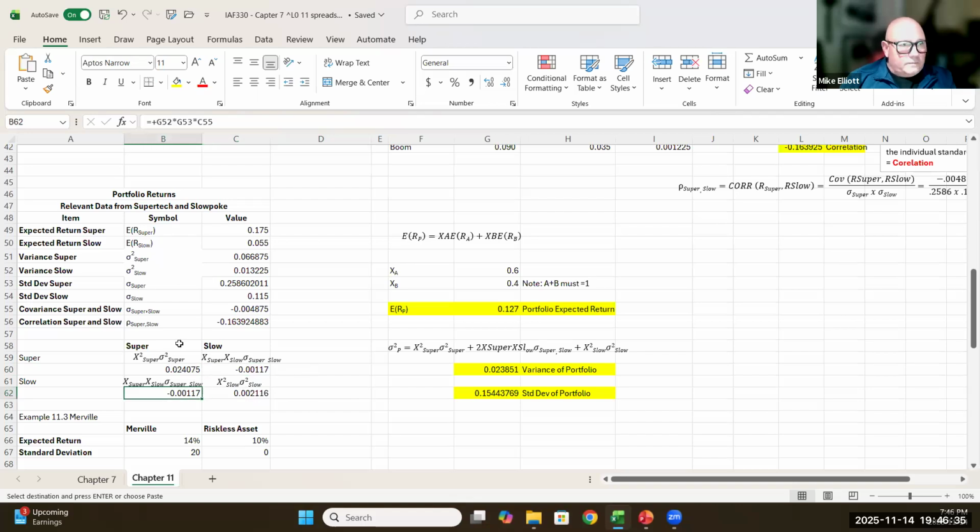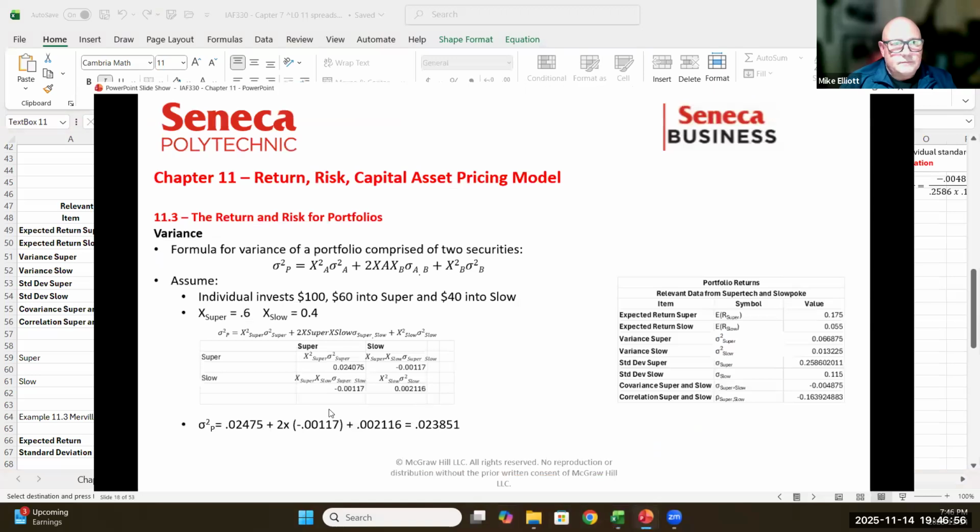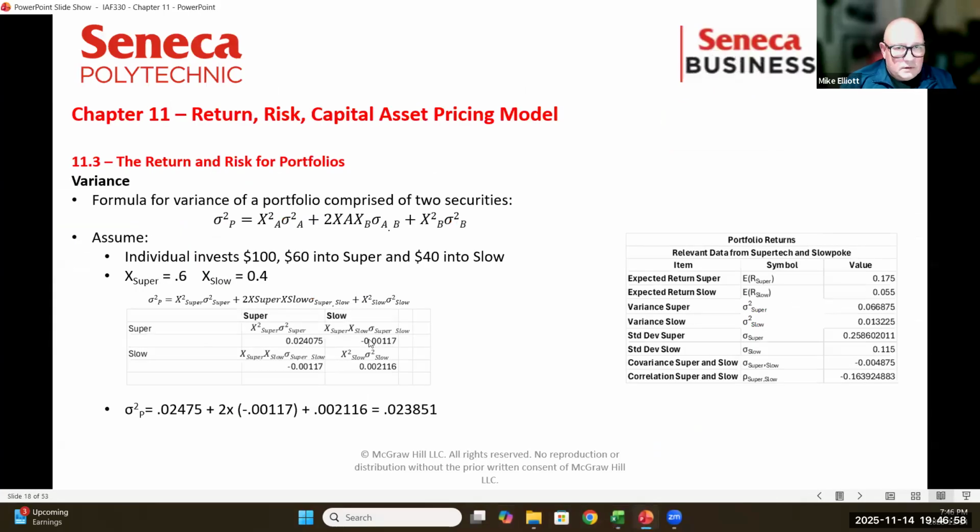When we go, the variance of slow times the standard deviation for super times the covariance for super and slow, we end up with this. We end up here. Notice that it's very close to the standard deviation of slow.